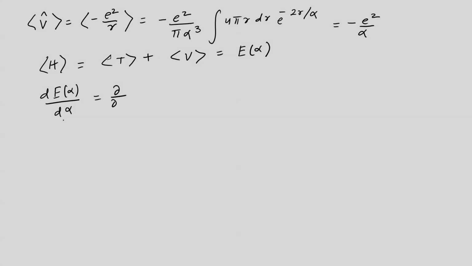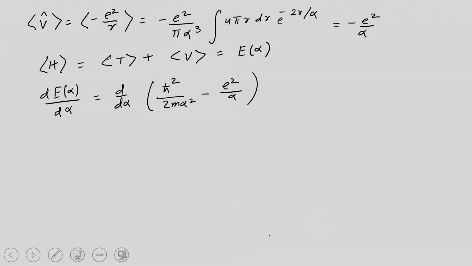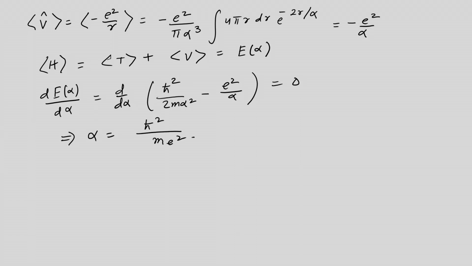Since there is simply one variational parameter, we can simply write it as d/d alpha of (h cross square by 2m alpha square minus e square over alpha), and then put that equal to 0. So, this gives a value of alpha that is equal to h cross square divided by m e square, and that of course gives us the exact result that one should get, which is what is quoted here. So, this gives of course the exact energy that we are familiar with.